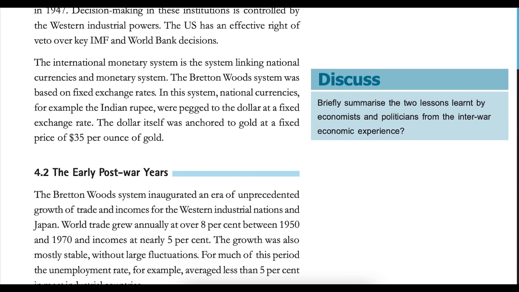In this system, national currencies, for example, the Indian rupee, were pegged to the dollar at a fixed exchange rate. The dollar itself was anchored to gold at a fixed price of $35 per ounce of gold.